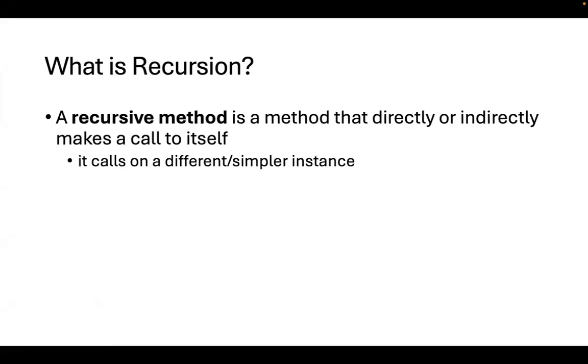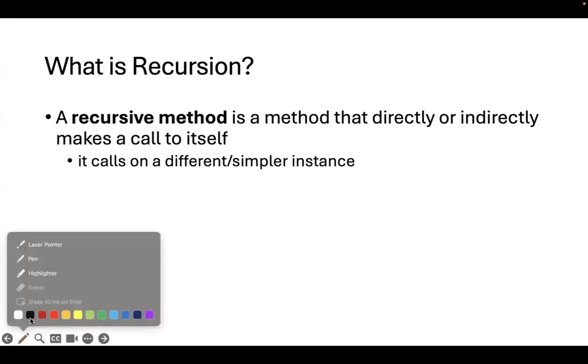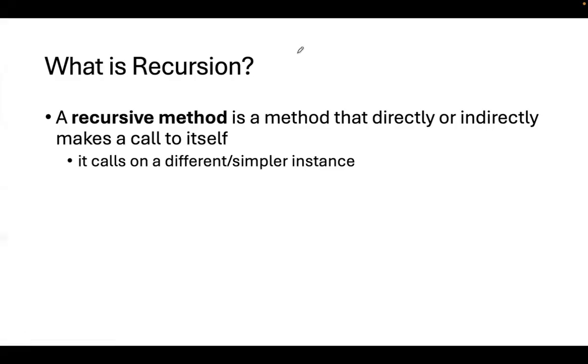So recursion is when a method calls itself. So if we have some method, let's call it, we have some function ABC that does something. If in the course of this function, we say ABC again, then ABC is a recursive function. So something that recurs is something that calls itself. So it makes a call to itself.